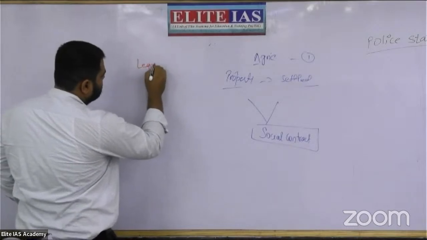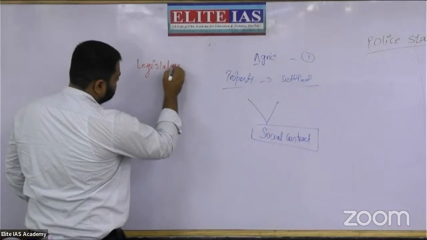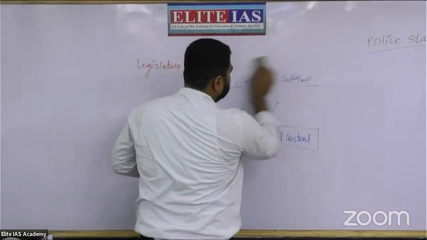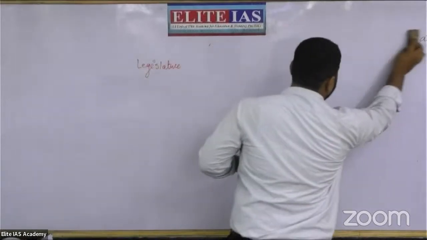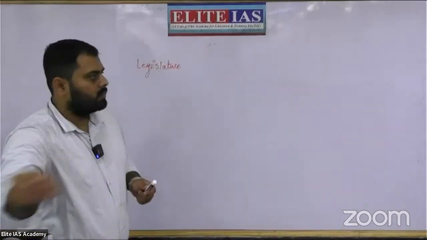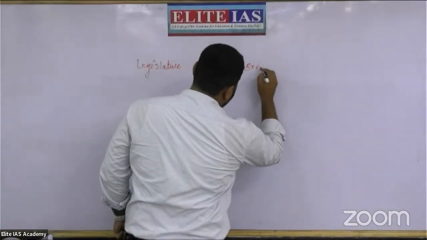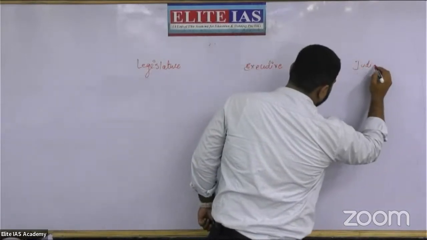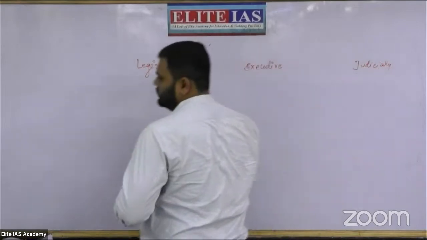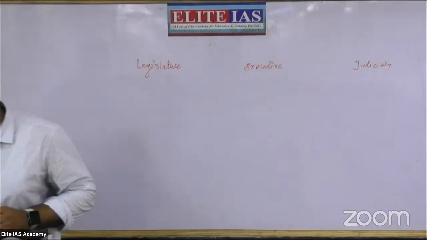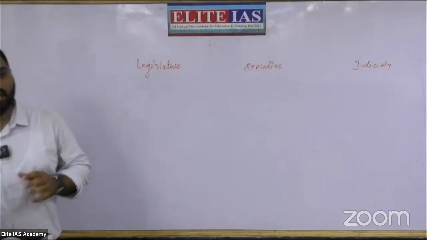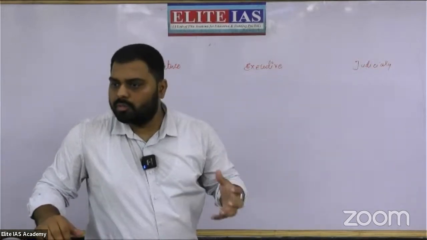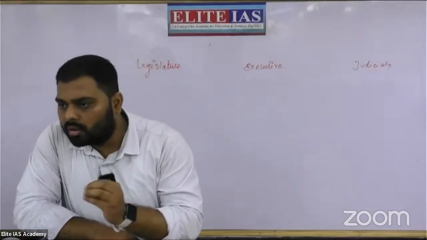So now state will also have their three instrumentalities. One is legislature, another is executive, and third one is judiciary. What are their functions? So this legislature is mainly responsible for making laws. So if state has to be governed, country has to be governed, that will be governed on the basis of law.